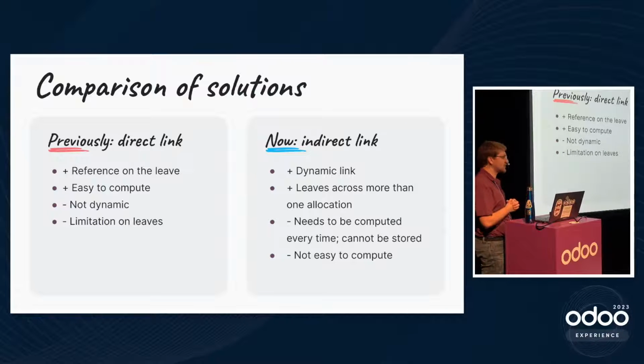Now, with the indirect link, we compensate for that with that dynamic aspect and the fact that we can now take leaves across multiple allocations. But the issue was that it has to be computed every time since it's dynamic, and it's not that easy to compute because we have a lot of things to take into account.